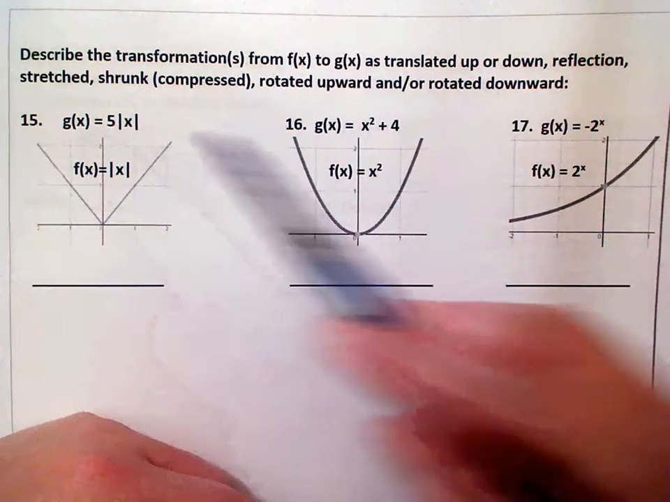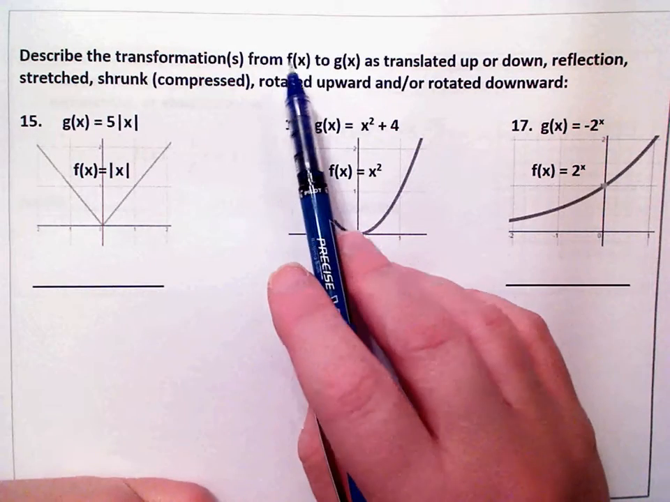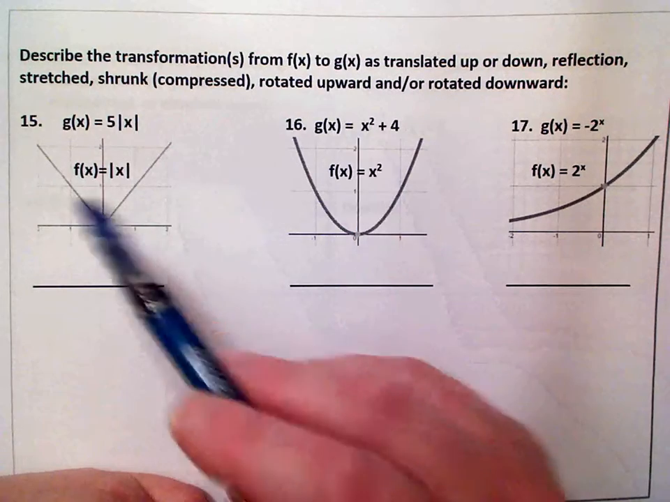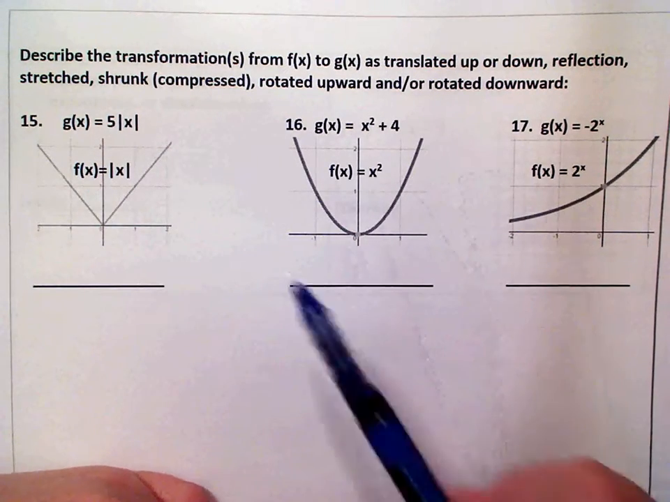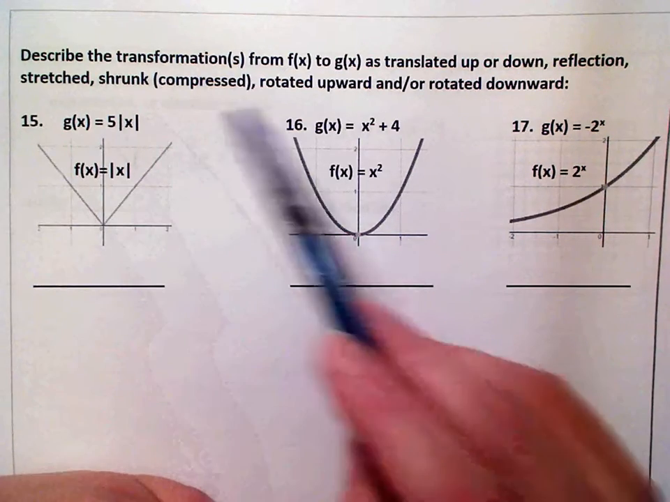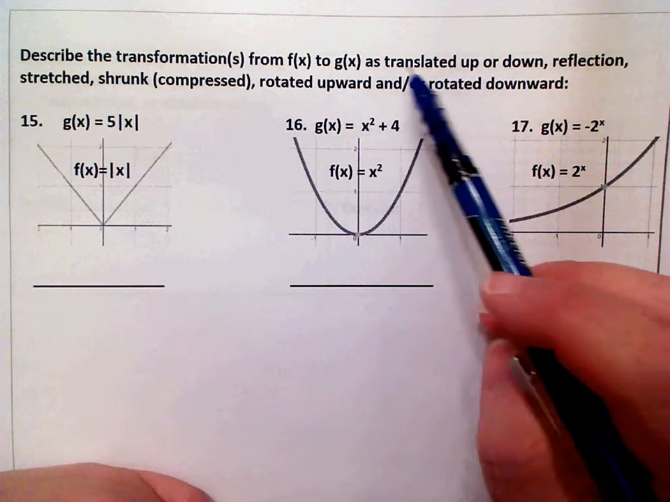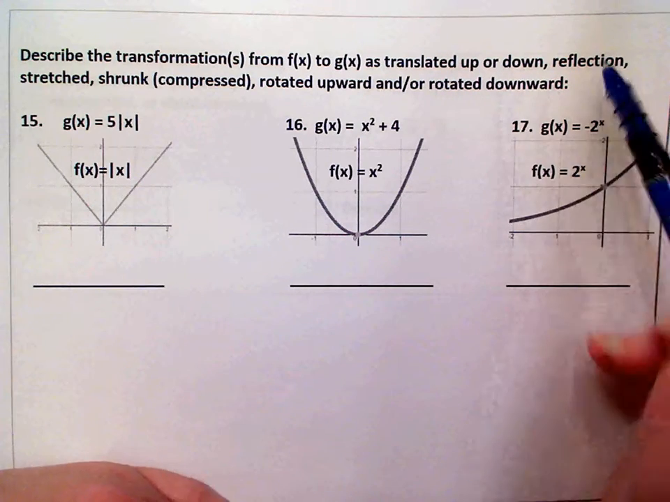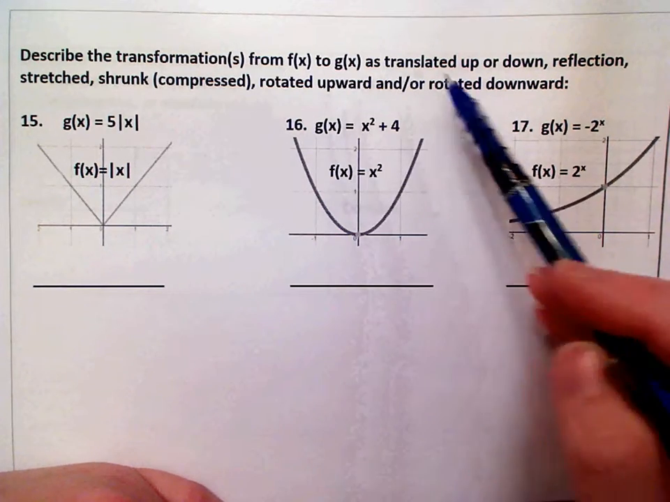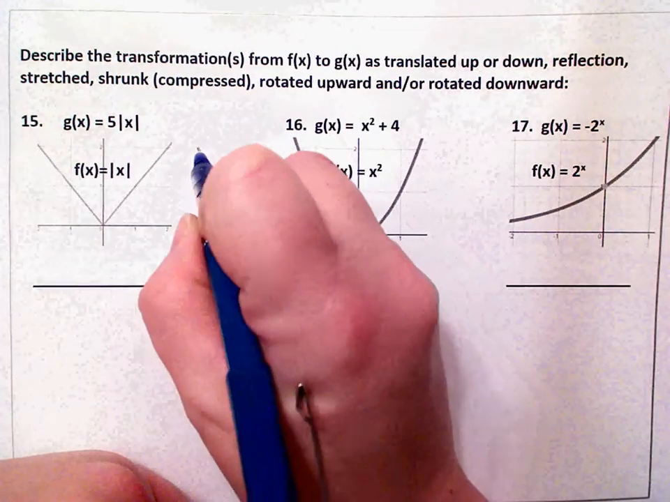On numbers 15 through 17, we're describing the transformation that's occurring from the function f of x to the function g of x. The f of x is the parent function, and those are given for you on the graph. The new function, the g of x, is the one up by the problem number. The words that you're going to use are either translated up or down, reflection, stretched, shrunk or compressed, rotated upward, or rotated downward.